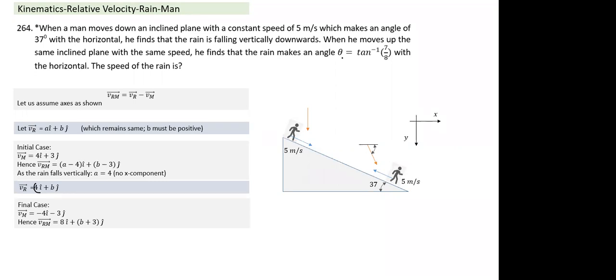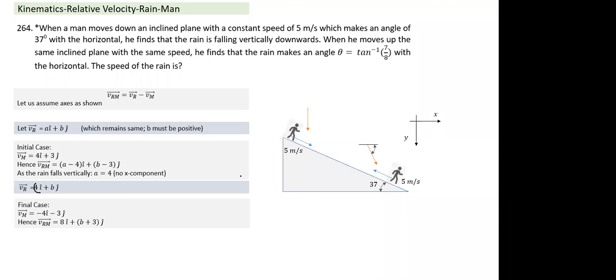So to use this condition, I need to find the value of VRM. We find VRM, this minus this, so actually it will add up. 4 minus minus 4 is 8i, and B minus minus 3 becomes B plus 3 j cap. So this is the equation here.